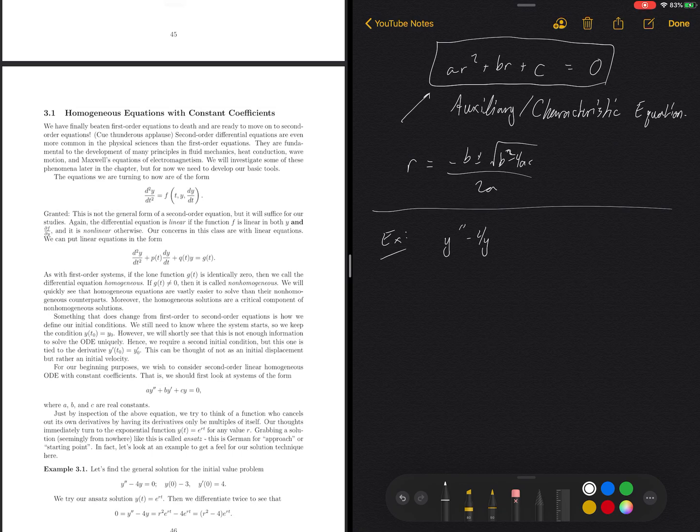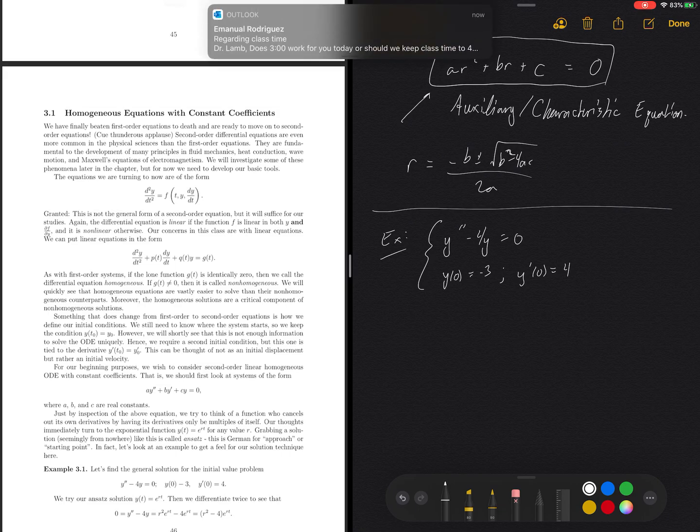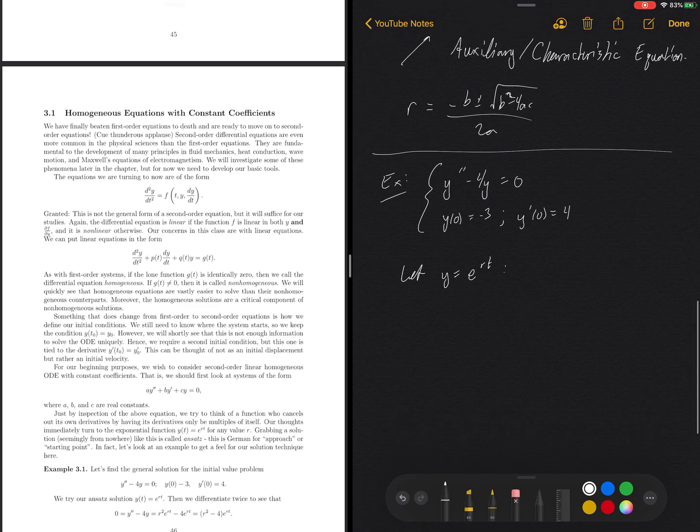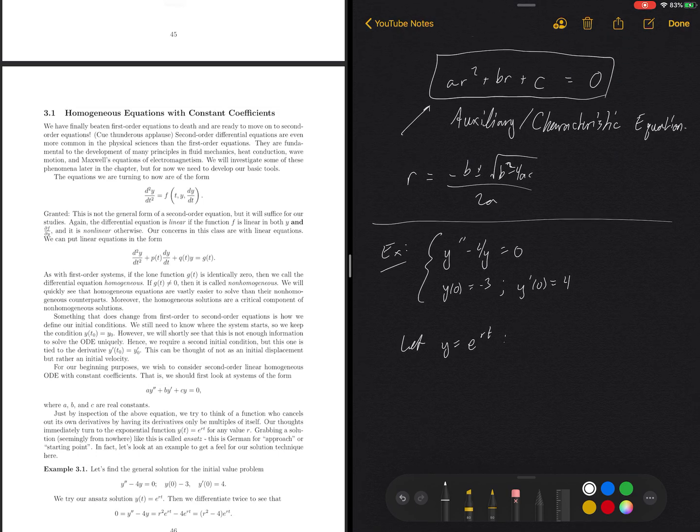Let's go ahead and do one example just so you can see what's going on. I'm going to show you what happens in the following equation. y double prime minus 4y is 0, and I'm going to use y of 0 is minus 3, and y prime of 0 is equal to 4. Notice I had to add on another initial condition. So first order gets one initial condition, second order gets two initial conditions. So let's have a look.